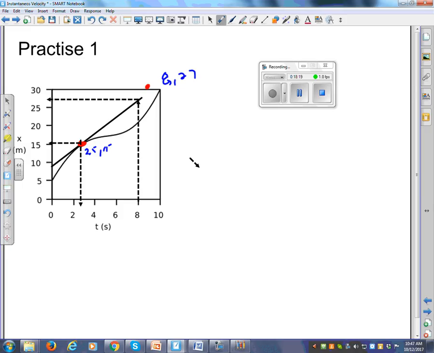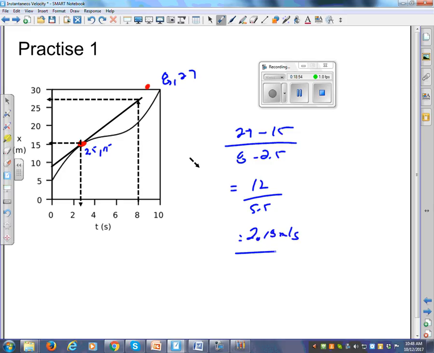So what's the slope? It's going to be 27 minus 15 all over 8 minus 2.5. And Jason has stolen my calculator. So 27 minus 15, I'll have to do it in my head. 5 and 7 is 12. And 8 minus 2.5, 8 minus 3 is 5, so it's going to be 5 and a half, right? What's 12 divided by 5.5? I can't do that in my head, sorry. 2.18. 2.18 meters per second.